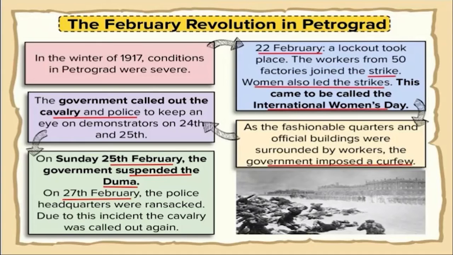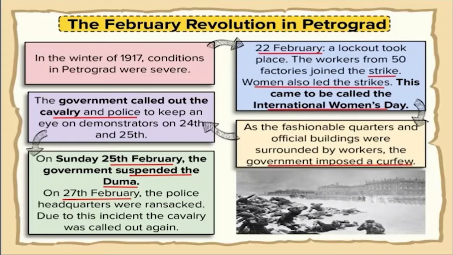Now, as the fashionable quarters and official buildings were surrounded by workers, the government imposed a curfew. They said, no, everyone, workers are surrounding the buildings and the governmental offices also, quickly impose a curfew so that everyone goes back. So everyone went back also. But what happened? The government called the cavalry and police to keep an eye on demonstrators on 24th and 25th. So on 24th, 25th, the people came back again.